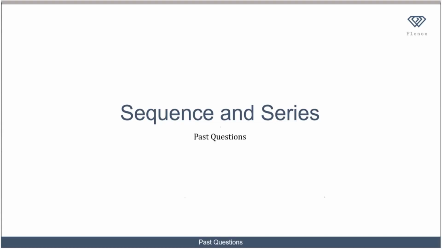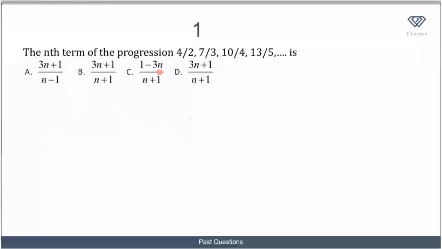Now we'll be looking at some past questions relating to sequence and series so that we can see how to apply the concepts that we've learned to solve questions. So first, we have this question: the nth term of the progression 4 over 2, 7 over 3, 10 over 4, 13 over 5 is what?